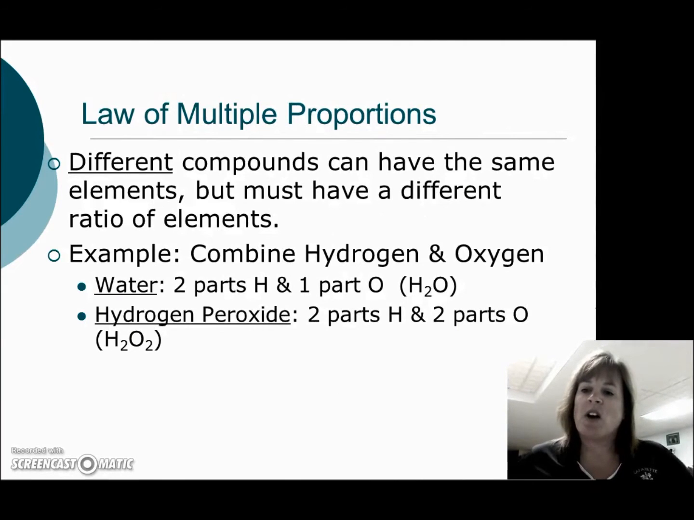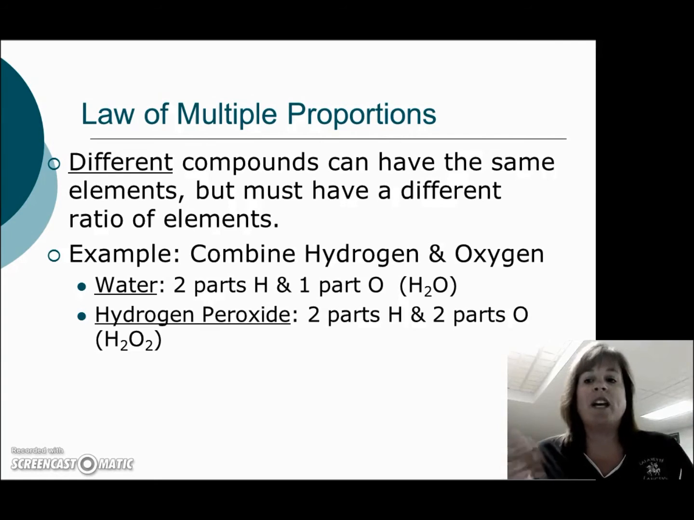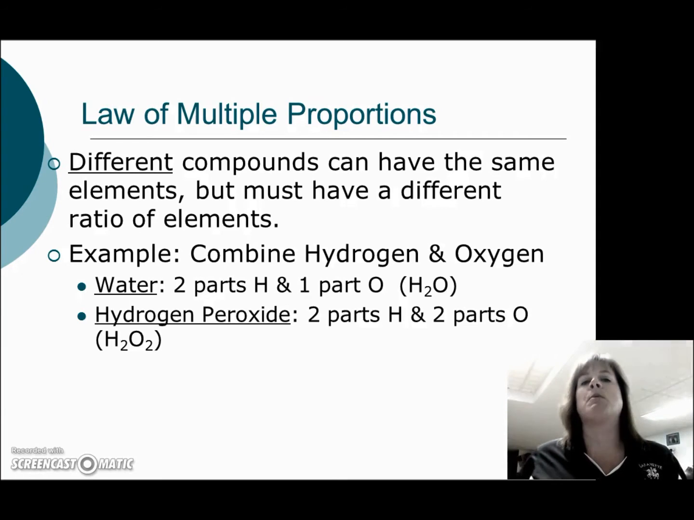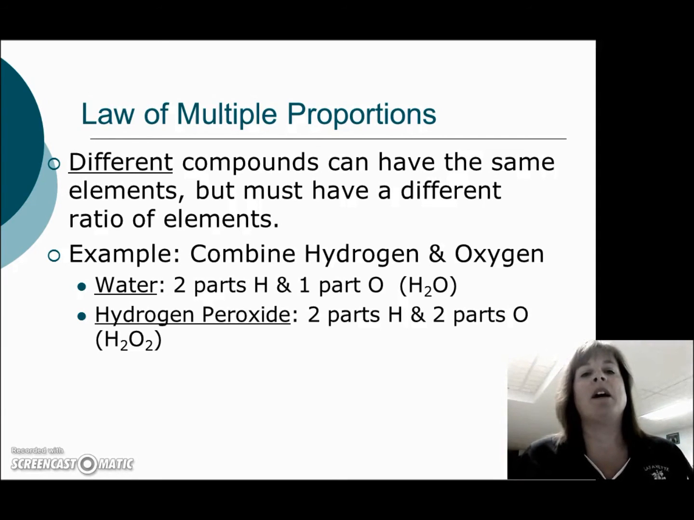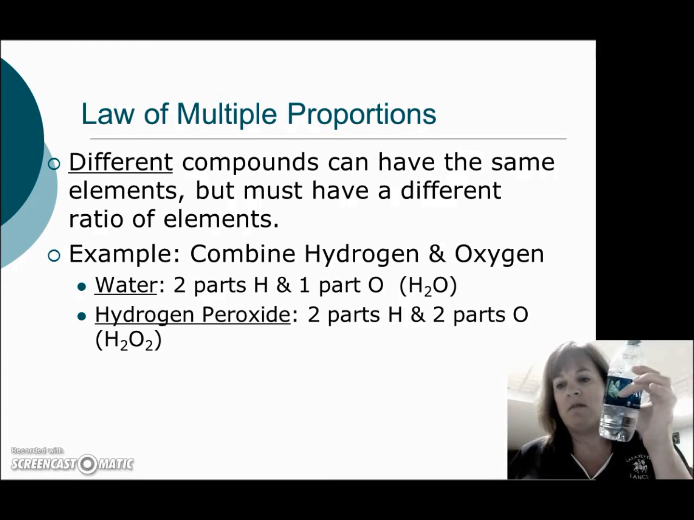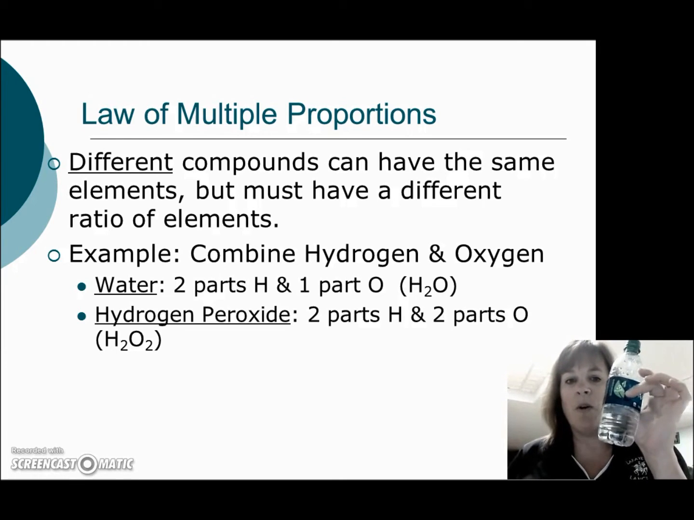Now, there's also this law called the law of multiple proportions. What that says is that we can have hydrogen and oxygen in different proportions, but then they're different compounds. So the law of multiple proportions is different compounds can have the same elements, so hydrogen and oxygen, for example, but they must have different ratios. So, for example, water, right? I just said water was 2 parts hydrogen and 1 part oxygen, so 2 hydrogens per oxygen, or H2O.